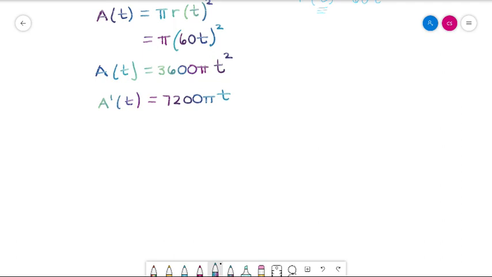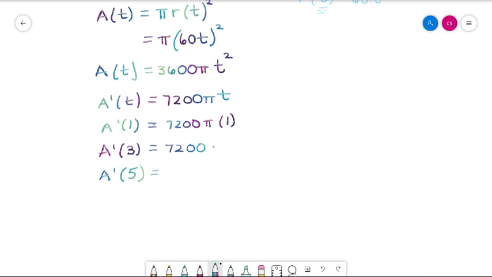All right, and now we want to know the rate it's changing at 1 second, at 3 seconds, at 5 seconds. Okay, so this is the easy part. This was the hard part. This is the hard stuff. But now we're just finally able to plug in and use our function. So I'm just going to write it all out and then we'll do all the calculations at the end. So we're plugging in 1, 3, and 5 into our derivative function.